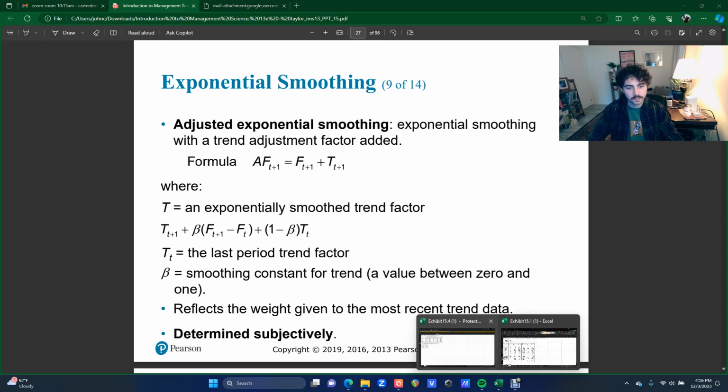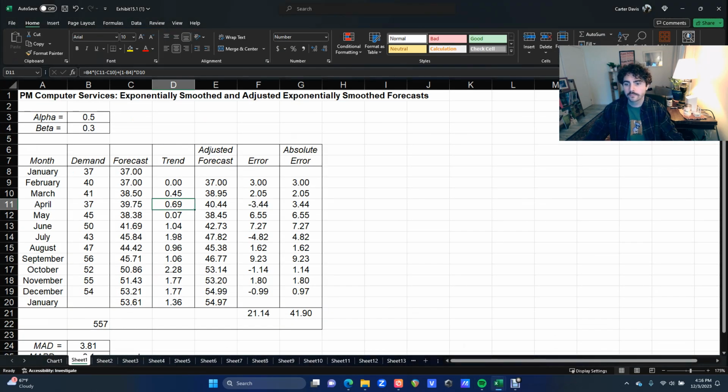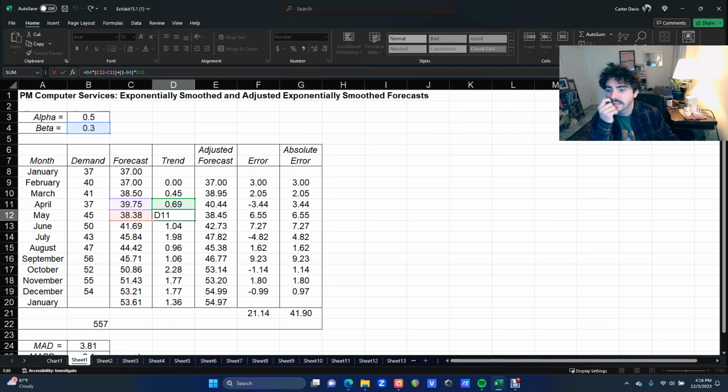Okay, so let's explain it with the Excel thing here. So say just pick a random point here. We are doing the beta times the difference of C12 minus C11. So what that means is we're doing beta times the difference of the two forecasts. Okay, so previously we had the forecast, the prediction for May of 38.38. Now we're picking up on a trend, and then we will use that to come up with the adjusted forecast for the month of May.